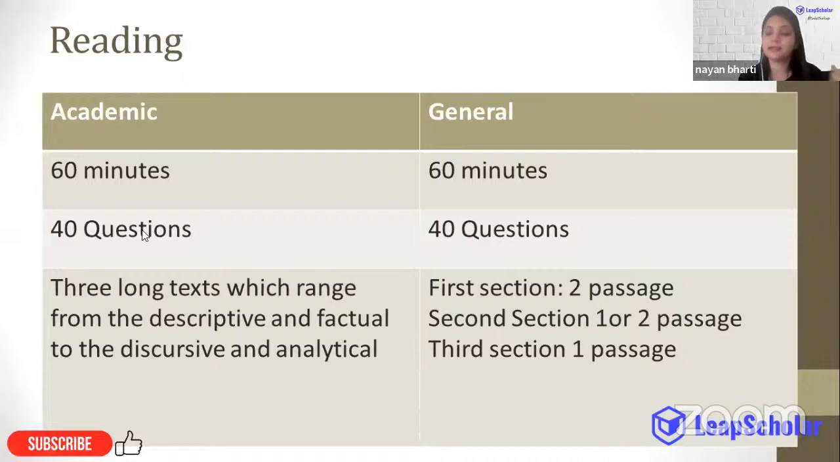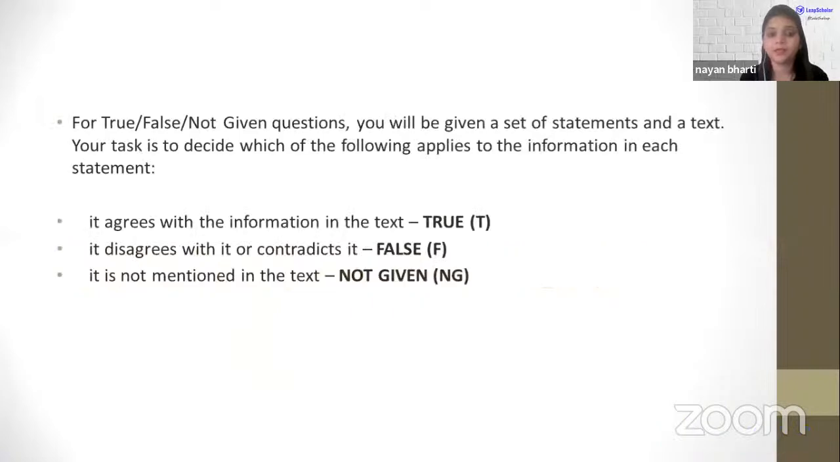We'll discuss what challenges you guys face, what strategy we can follow, and then we are going to do some exercise based on that. Okay. So basically, what is true, false, not given? Simply, as the name suggests, true, false, not given means if information agrees with the passage. So in the reading, I think everyone is aware you have a passage. Accordingly, you have to solve the question.